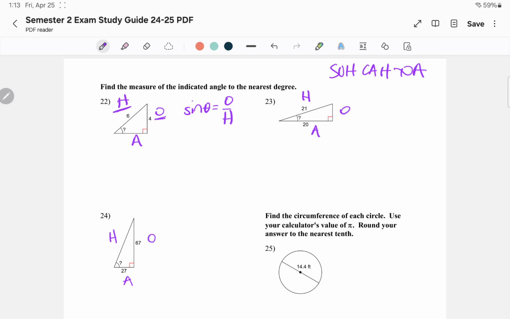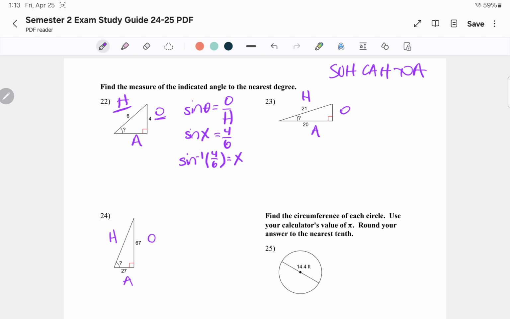So I'm going to still do the same thing. I'm going to plug in, except this time x will not be over here. It'll be over here attached to the sine. So we're going to do sine of x is equal to 4 over 6. And then because the x is attached to the sine and I need to get it on the other side, I'm going to use inverse sine, which is sine to the -1. Then I'm going to flip around the 4 over 6. It's going to go over here, and the x is going to go on the other side.